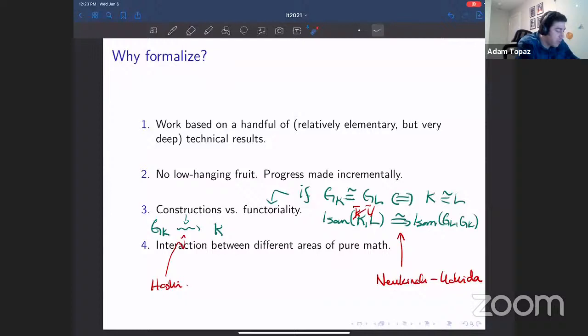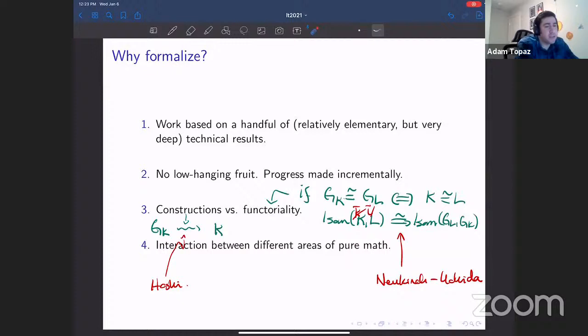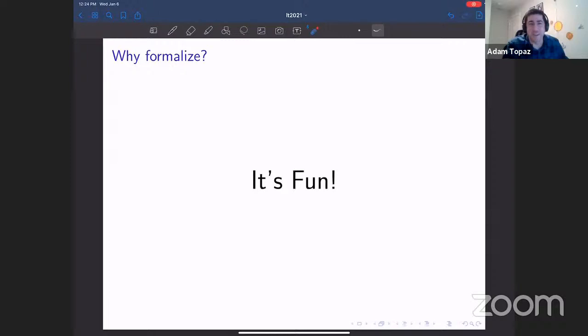And from a formalization perspective, I think formalizing results in anabelian geometry is very interesting because, as hopefully I'll demonstrate later today, usually these results involve input from a lot of different subjects in pure mathematics. And just from a formalization perspective, it's very interesting to combine group theory, field theory, ring theory, all these different things, and get some actually non-trivial result. Okay. But of course, we all know the real reason is that it's fun. Okay. I think Kevin mentioned this a few days ago.